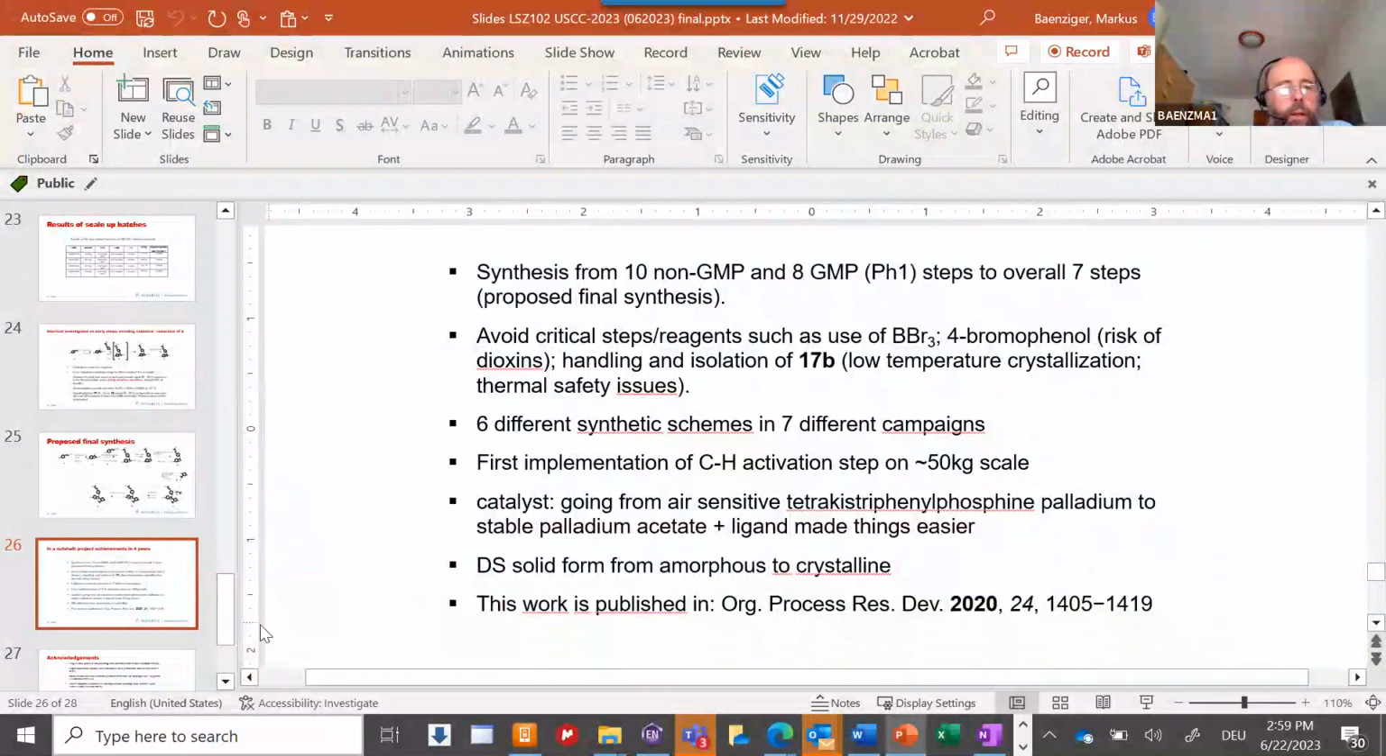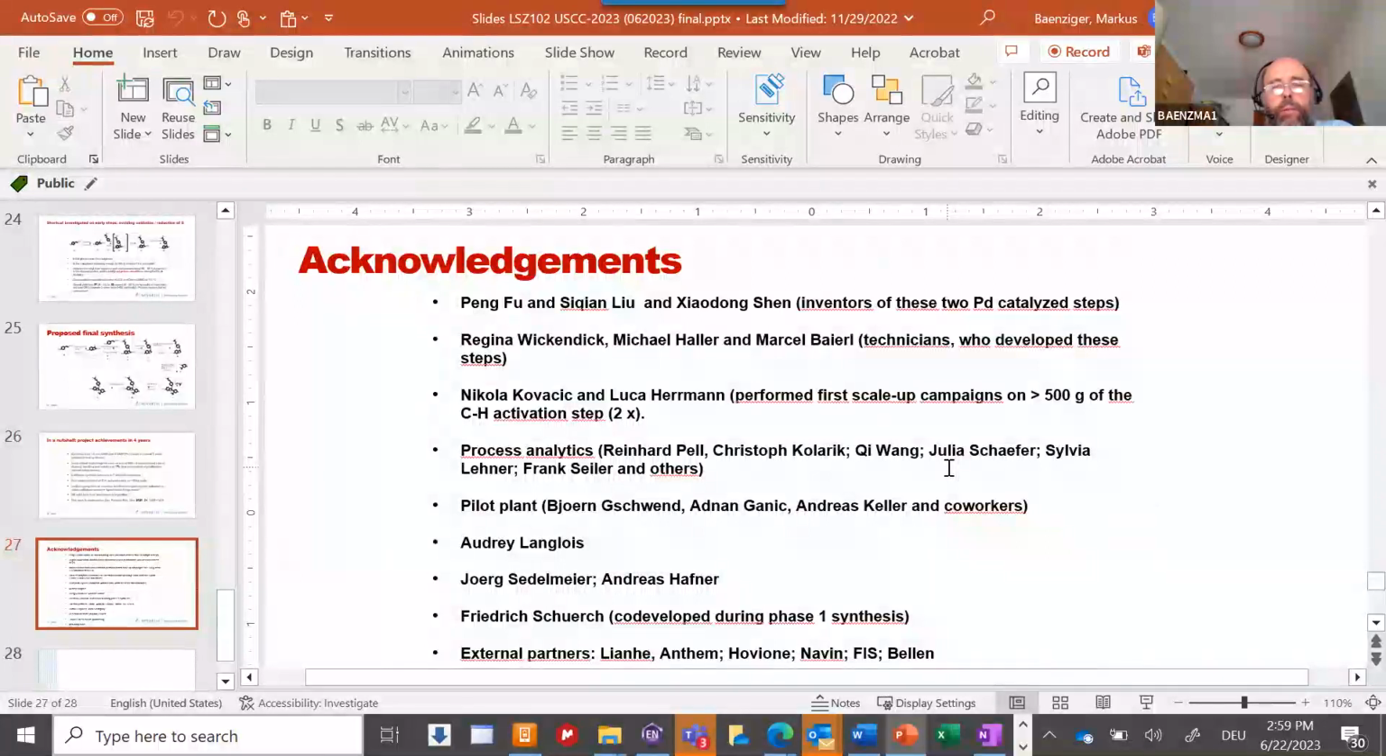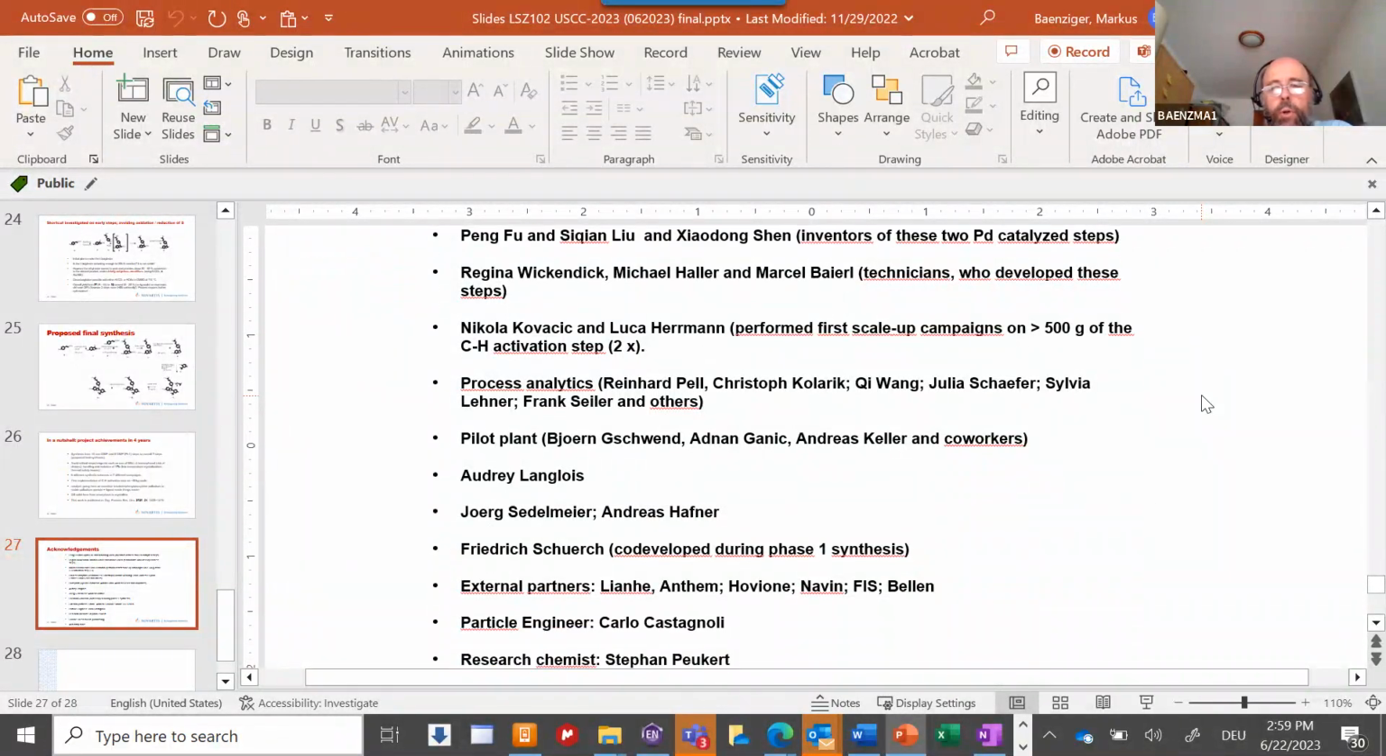in 2020. I would like to thank, there was a big team involved all over the company and also with externals. I would like to thank all the team members for their input and for their really hard work they did, also the external partners and the internal partners within Novartis, from research to production to analytics. And I want to thank you for your kind attention.